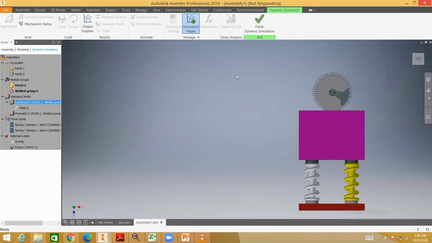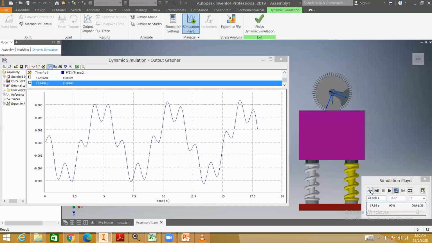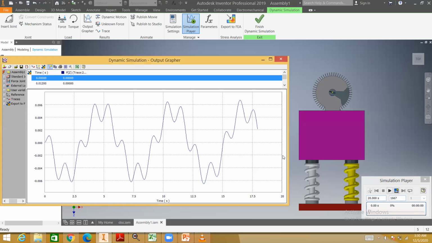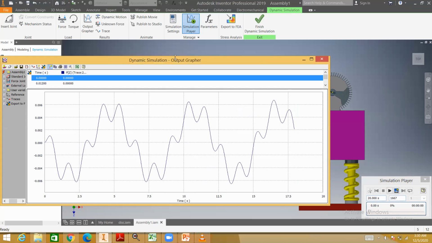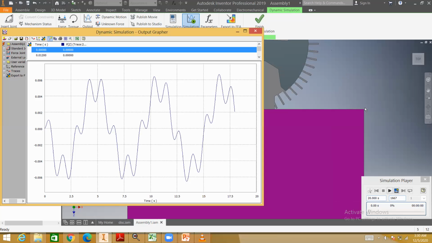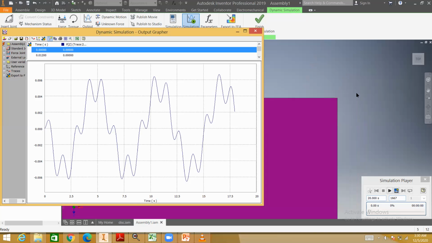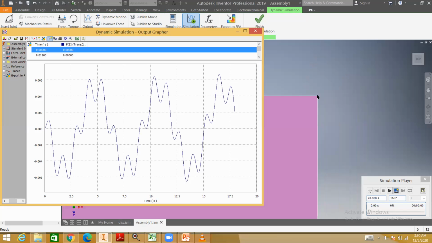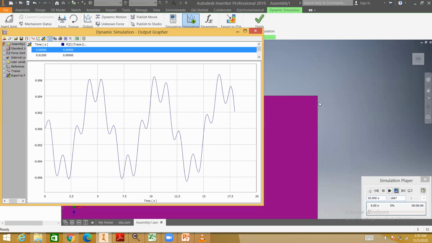Just wait for a minute. Okay, so this is the maximum value of the displacement. So we have to just observe this maximum value. So here you can see it is 0.006. So this is in mm. So 6 into 10 raised to power minus 3 mm. So this is the maximum value. So if you observe this diagram, this value is very small. Okay, so actually it is not visible in the diagram.